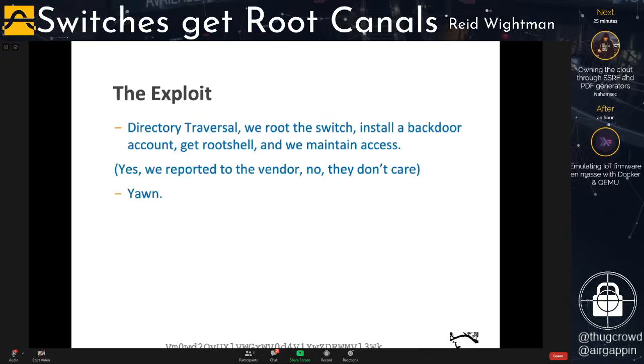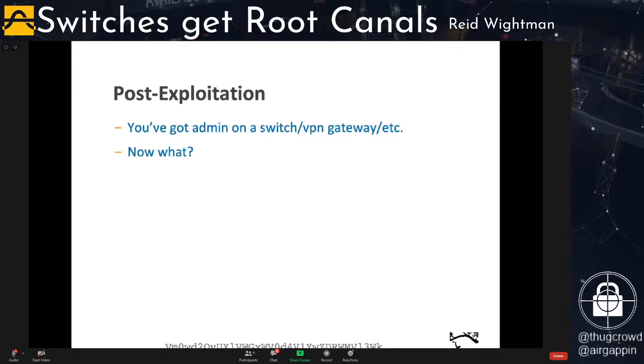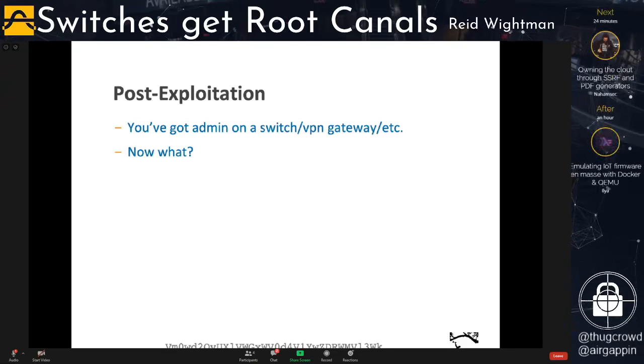We did report it to the vendor. They really didn't care. They were like, well, the switch is end of life, so we're not going to patch it. But this is a talk about post-exploitation, right? So let's say that we've got admin access on this switch, or it could be anything, really. It could be a VPN gateway, whatever. But the question is, now what? What's an attacker going to do with that vulnerability once they actually use it and get access to the network hardware?